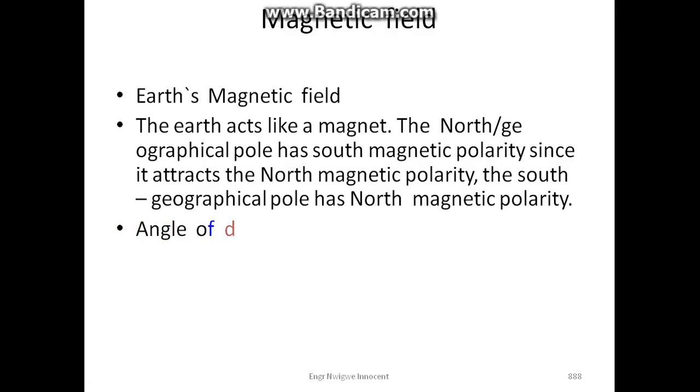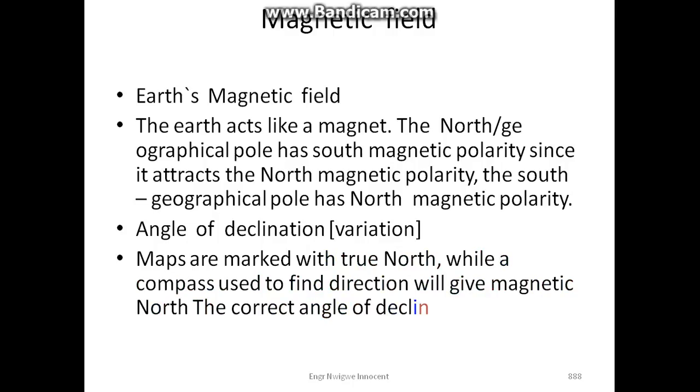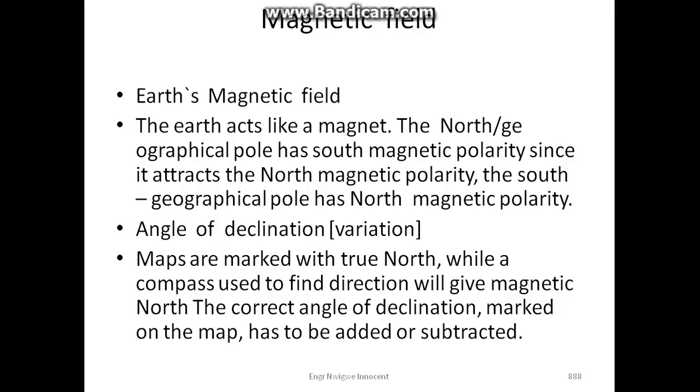Angle of declination or variation. Maps are marked with true north, while a compass used to find direction will give magnetic north. The correct angle of inclination marked on the map has to be added or subtracted.